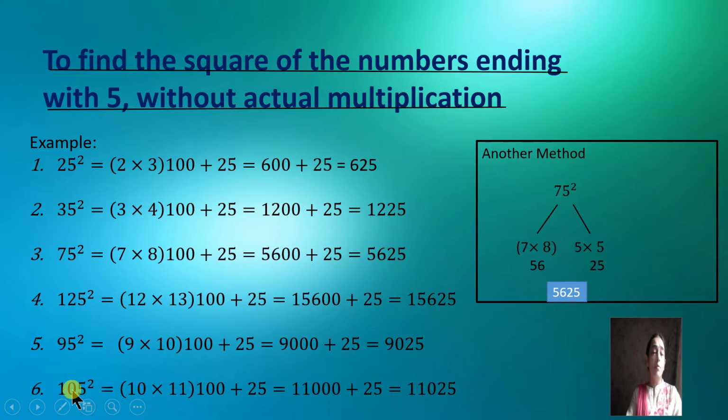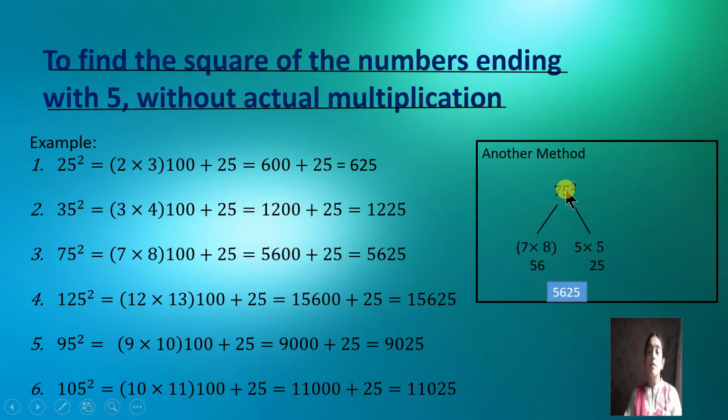One more we take, 105 square, which is equal to 10. Now the number before 5, that is 10. So 10 into 11 into 100 plus 25. Now 10 into 11 is 110 into 100, which will be equal to 11,000 plus 25. So 11,025. This is one method and this is another method.